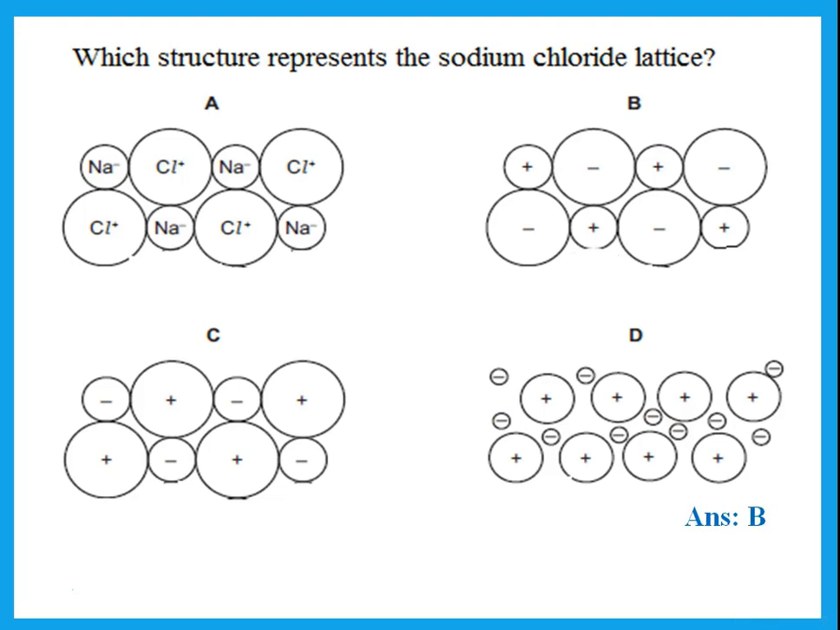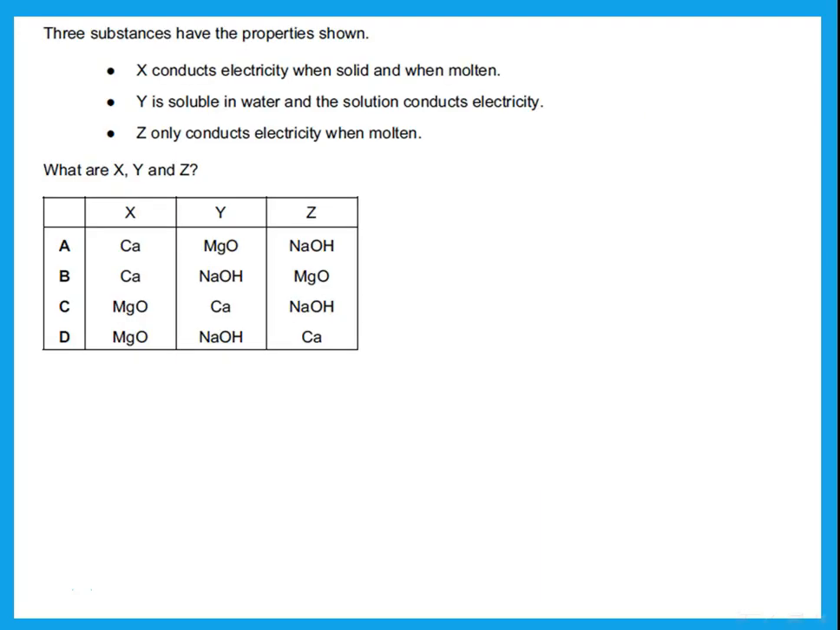We're not going to choose D because D is actually the structure of a metal, not an ionic compound. And C is wrong because the sodium ion is positive and it should be the smaller one, and the chlorine ion is negative and it should be the larger one. Okay, 3 substances have properties shown. What are X, Y, and Z?